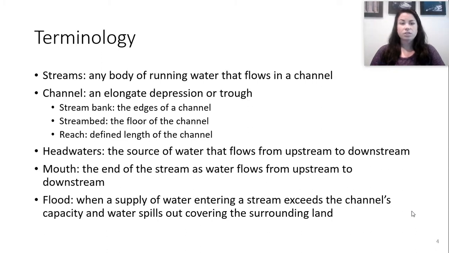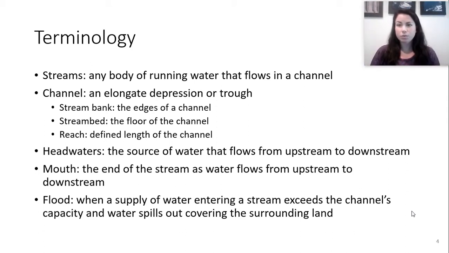Okay, so a stream is any body of running water that flows in a channel. And a channel is an elongated depression or trough. Some other words associated with that are stream bank, which is the edge of a channel, the stream bed, which is the floor of the channel, and the reach is the defined length of the channel. The headwaters is the source, which is typically upstream, and water flows from upstream to downstream. So you start at the headwater and then you end at the mouth, which is the direction in which the water flows. It's like the outlet, basically, of a system.